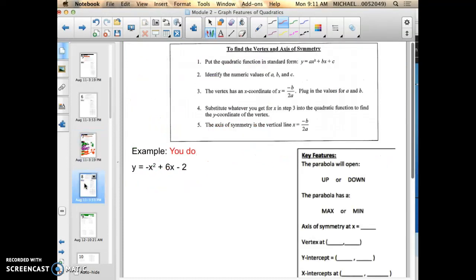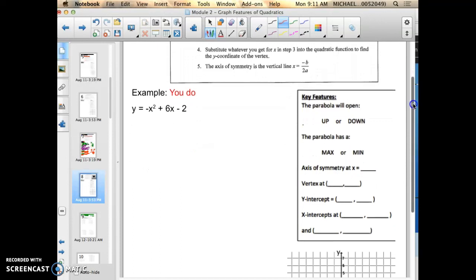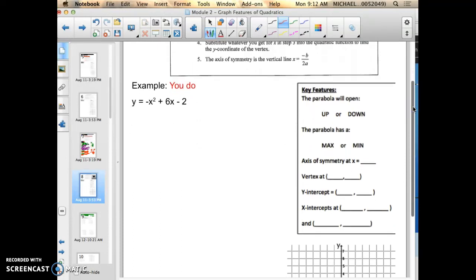All right, you should have already found the vertex, axis of symmetry, and whether it opens up or down, so you can fill in that right now. And so your goal is to find the y-intercept, draw a rough sketch of the graph, and then tell me the domain and range. Please pause the video and try that.